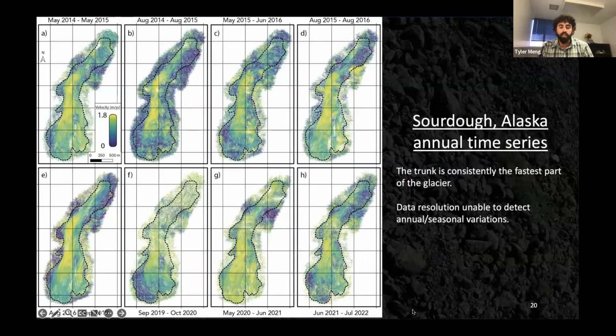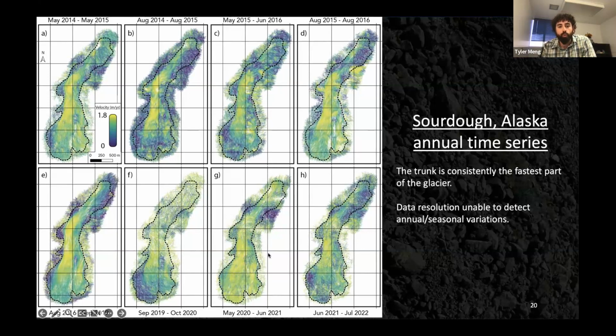Okay, and then just really quickly to show the results at Sourdough, since we have way more images, we tried to do a time series to see if we could find any seasonal or annual signals. But it turns out the displacements over single years or even single seasons are just too small to confidently interpret any definitive signals in the data. But we are getting consistent results in that this central trunk section approaches about 1.5 to 1.8 meters per year.